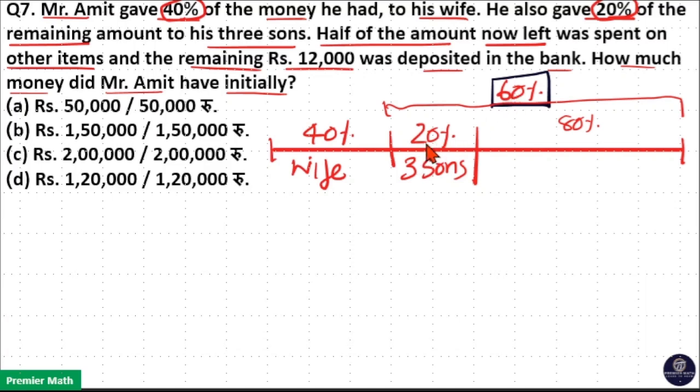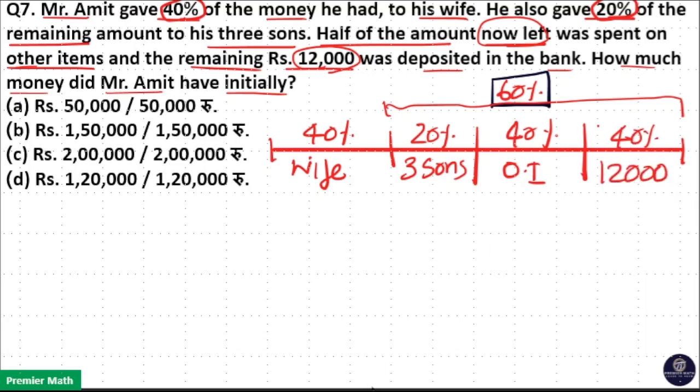Here, 60% of 20% he gave to his son and 60% of 80% is the remaining. Now, half of the amount now left. Now left is 80%. So, half of 80 is 40. So, half of the now left, that is 40%, was spent on other items. And the remaining rupees 12,000 was deposited in the bank. That is remaining is 40%, that is 12,000 which is deposited in the bank.